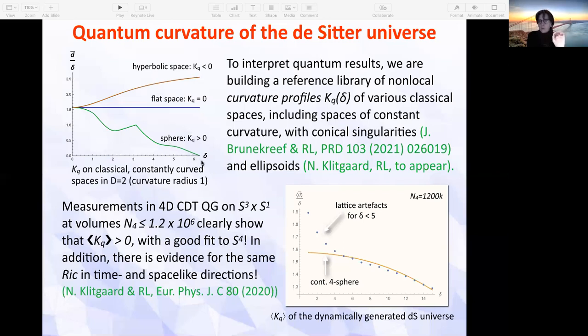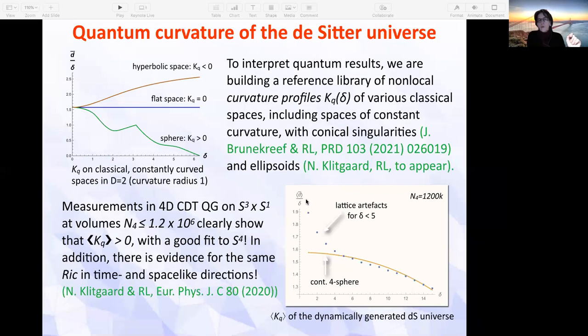So we measure this quantity in four-dimensional CDT in the so-called de Sitter phase, where the topology of these objects is S3 cross S1. We do it at volumes of more than a million building blocks. We collect data for months. And this is the curve we find for the expectation value of delta D divided by the expectation value of D bar, divided by delta. Delta is, of course, fixed and chosen and variable, and is here on the x-axis.